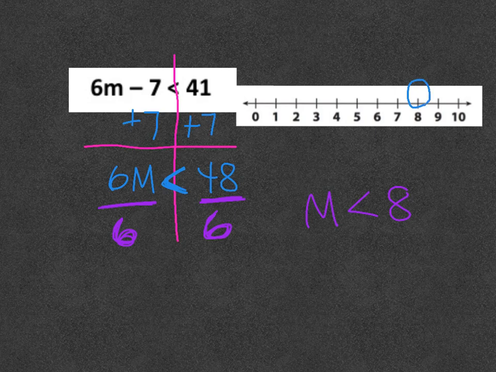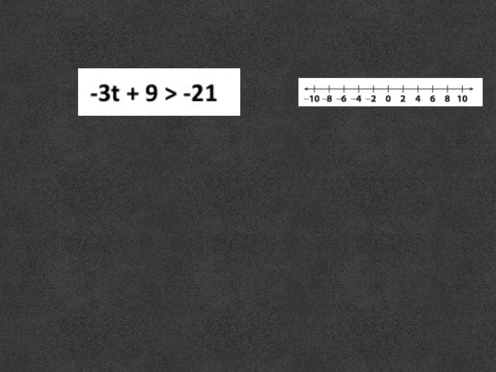8 is not equal to, so the circle can't be filled in. But then the inequality says every answer less than 8 would fulfill this and make it true. I'm just going to draw a line going this way and then put an arrow saying all answers continuing less than 8 make it true.